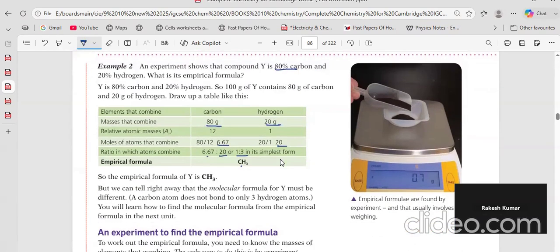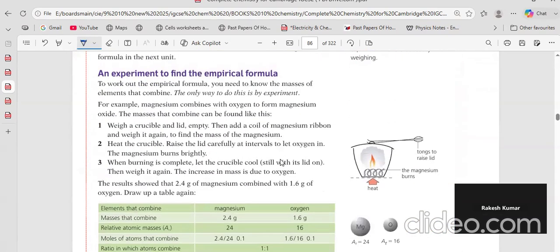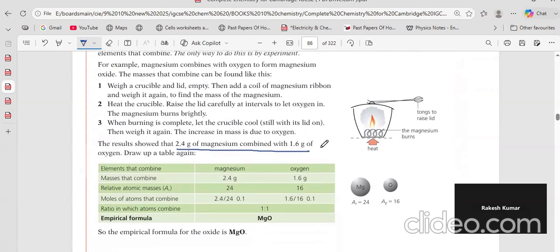How do we do this? What they do is they burn magnesium, and so through the magnesium oxide, they can find how much magnesium got combined with this.